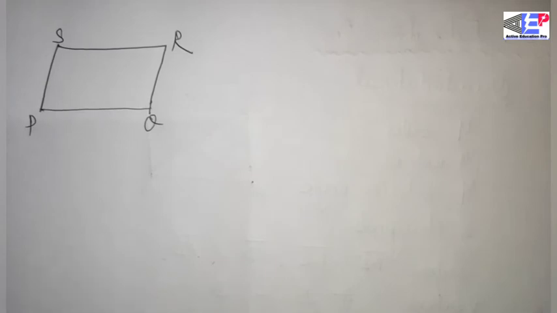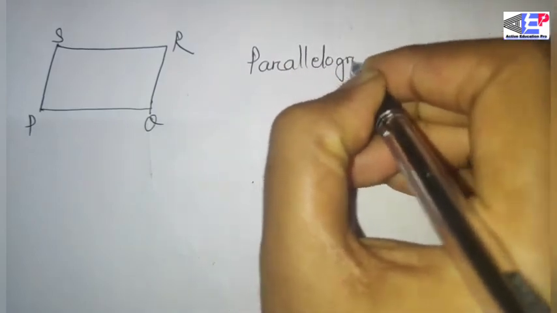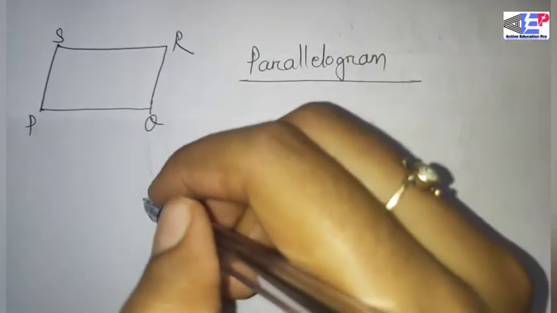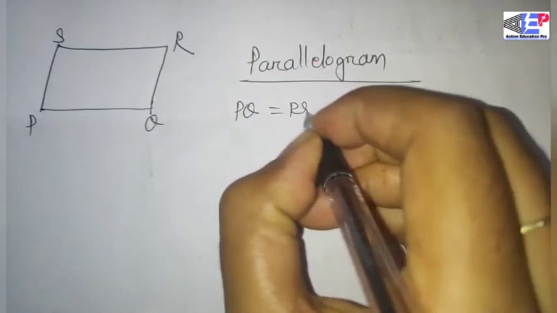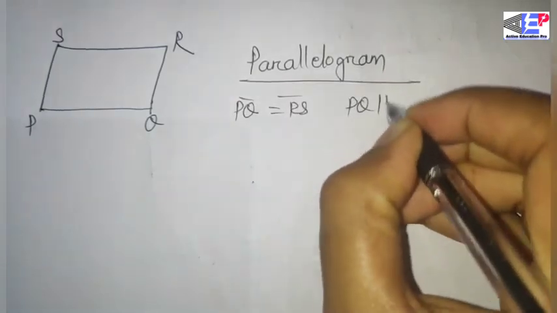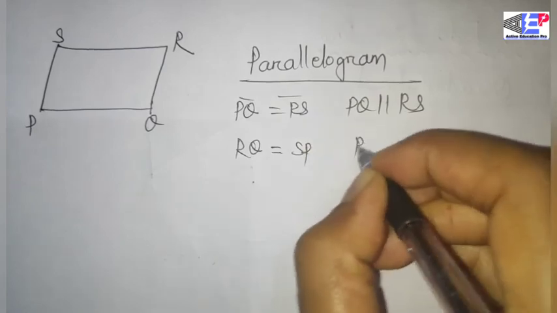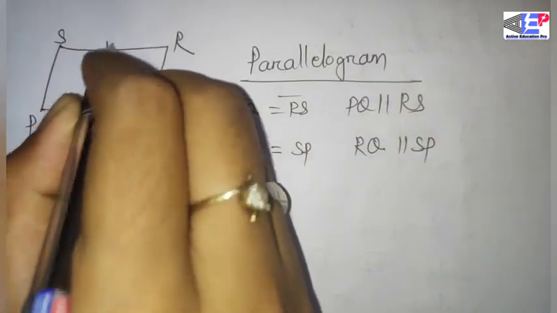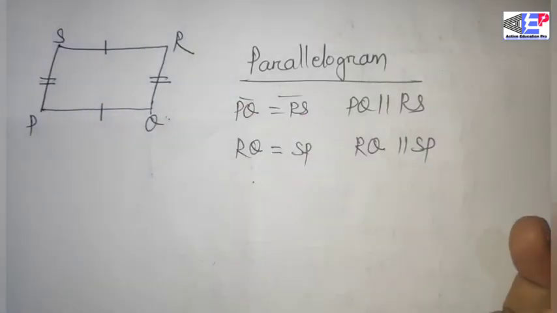This is another figure of a quadrilateral. It is known as a parallelogram. In this figure, opposite sides are the same and parallel. Means PQ is equal to RS and PQ is parallel to RS. RQ is equal to SP and RQ is parallel to SP. Both pairs are equal and parallel.